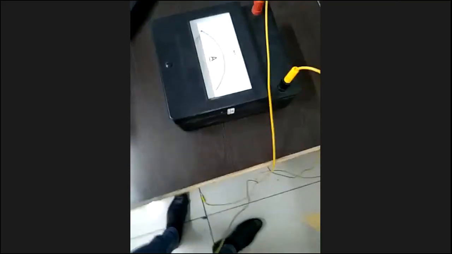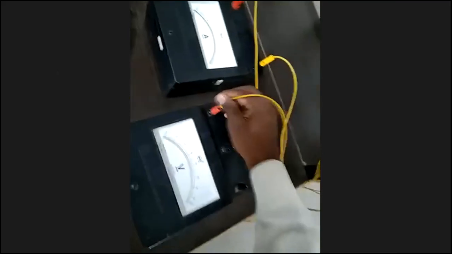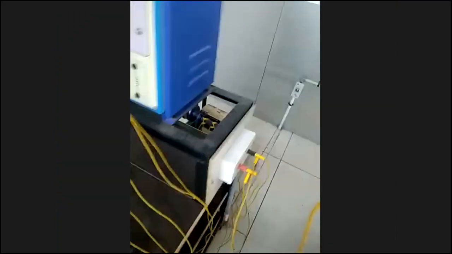So first terminal I have connected here to positive, and second terminal I have connected to negative. And here we require a DC voltage having a range of 300 volt. I have connected it positive and here it is negative.